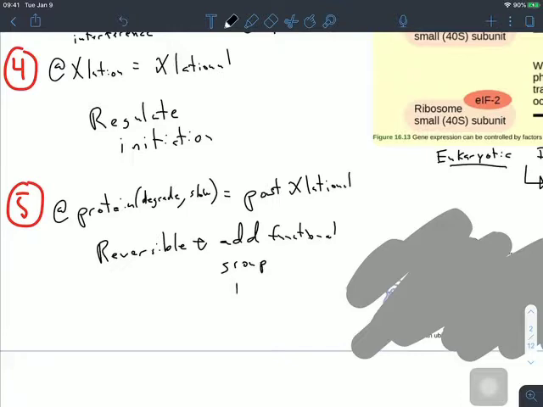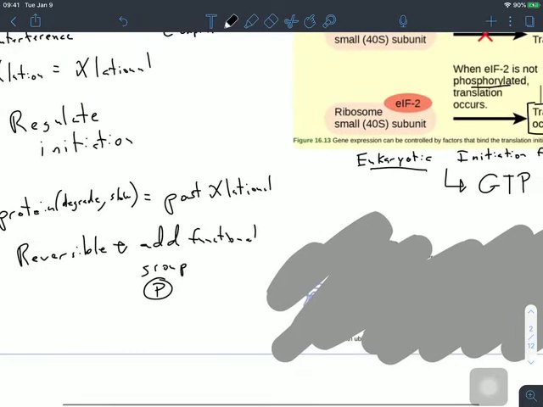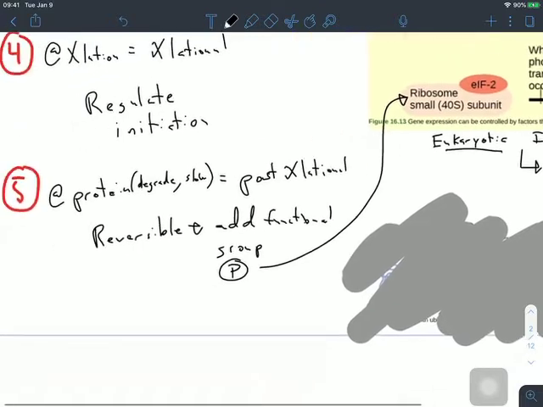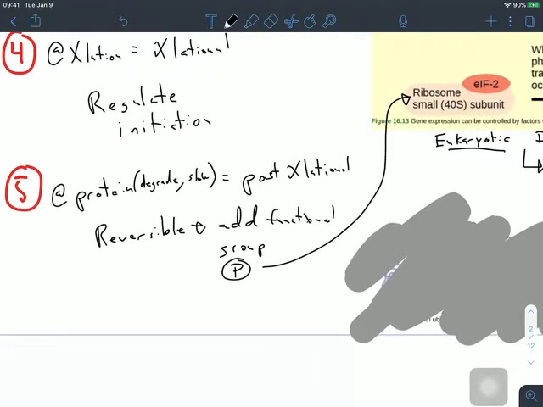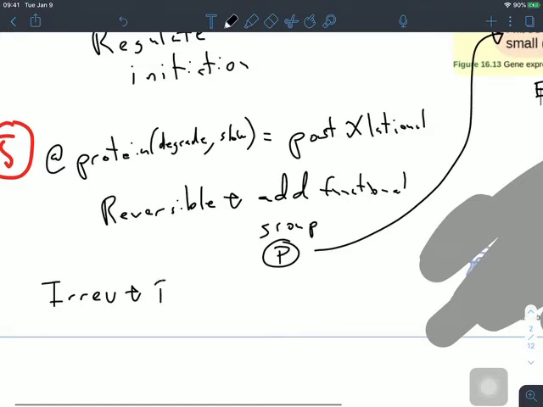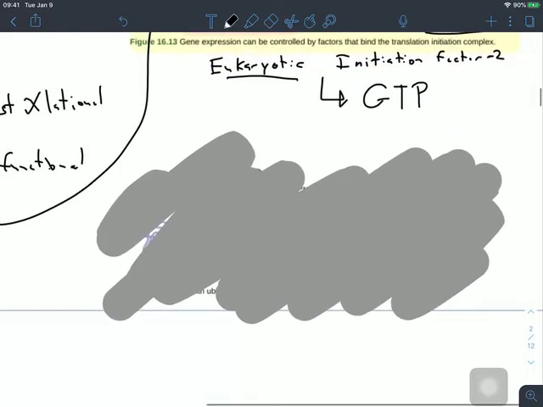Oftentimes, this is actually a phosphate group, similar to what we see here in the EIF2, whether it's phosphorylated or not. Changing the chemistry of the protein can temporarily change whether it's translating or not. Or the irreversible. And that is a process called proteolysis, or protein destruction.